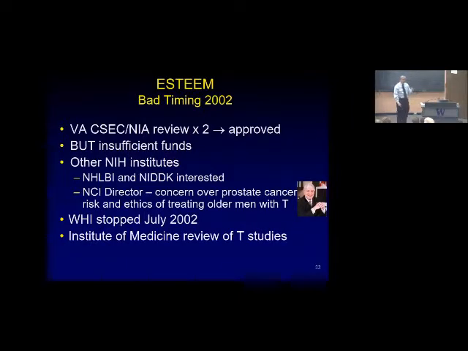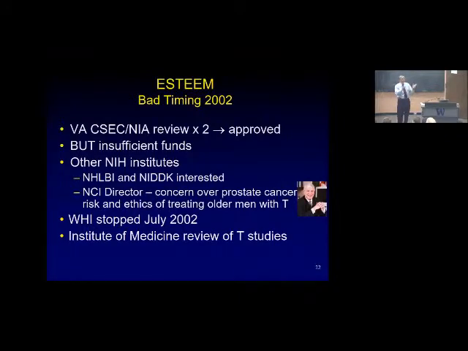So for the clinical researchers in the audience that deal with multi-center trials, you go around and you shop it to other institutes at the NIH to see whether or not they could contribute some money. And in reality, NHLBI, the heart-lung, as well as the diabetes institutes were interested in contributing, but the National Cancer Institute was not. And so, talk about bad timing.